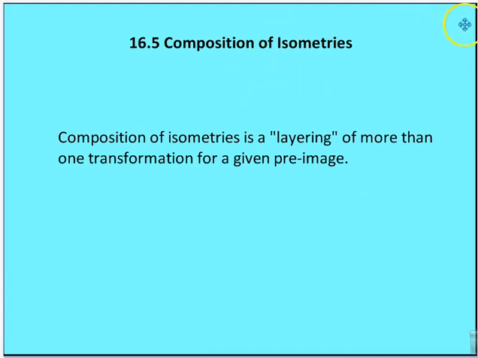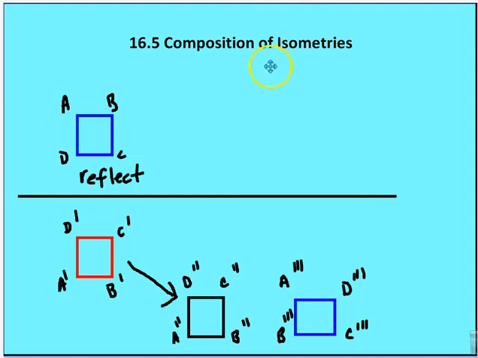Okay, so a composition of isometries is a layering or sequencing of more than one transformation for a given preimage. So we take one preimage and we transform it using an isometry, and then again at least one more time, so more than one sequencing of isometries that are connected back to back. All right, so let's take a look at how that might look.